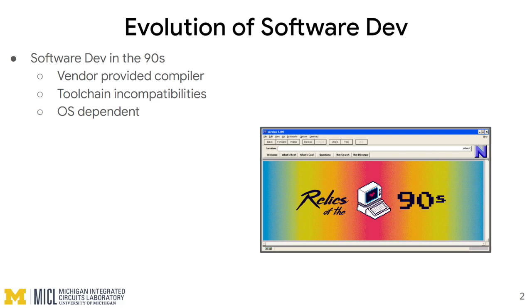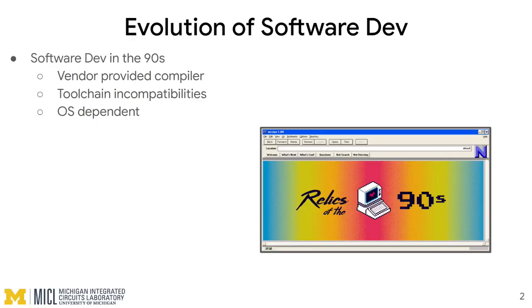Let's roll back in time to the 90s and look at the software. This is how it looked. We had in-house compilers, lots of incompatibilities and a lack of standardization, which made everything OS dependent. "Relics of the 90s" is a common theme you find online on blogs, which is pretty funny, and I would suggest you go look into it. It addresses some of the absurd issues and decisions made back in the 90s that are referred to as relics of the 90s.